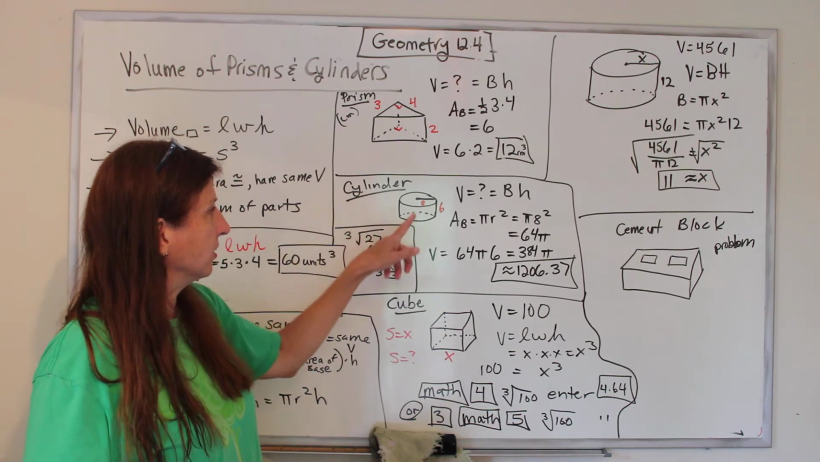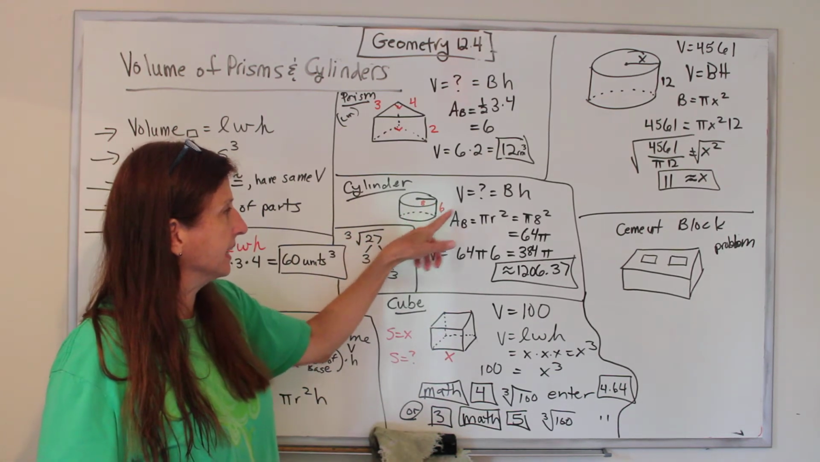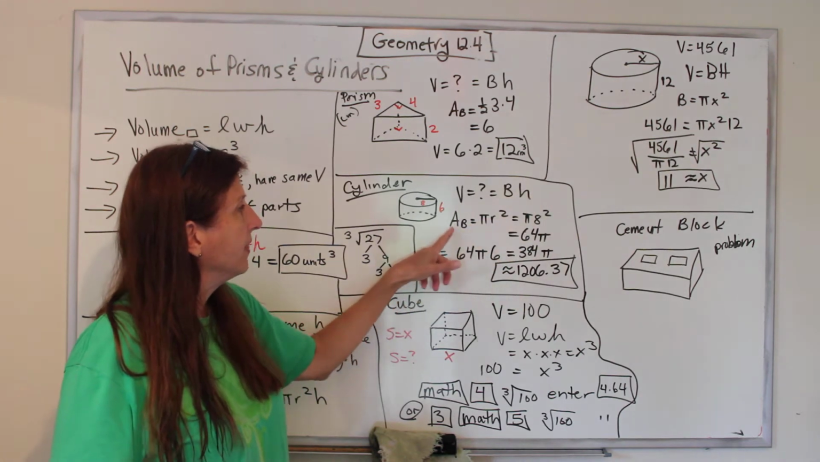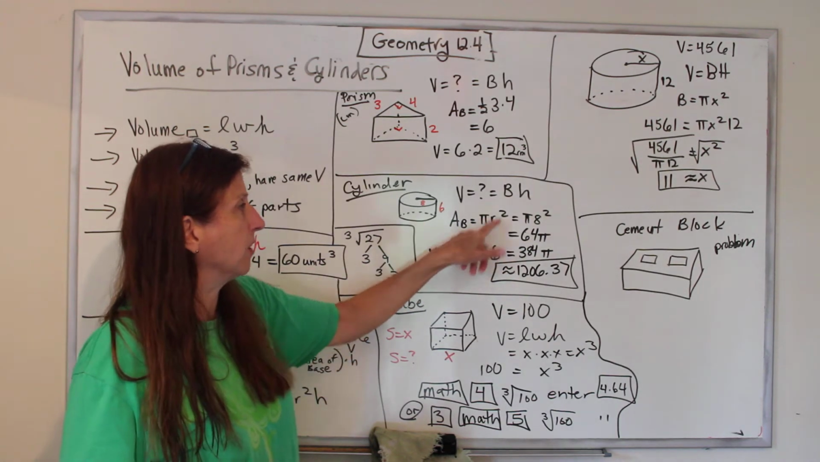Okay, here's the cylinder. The radius is 8, the height is 6. The volume is base times height. The area of the base, since it's a circle, is pi r squared.